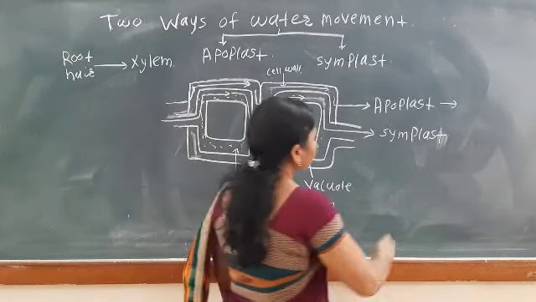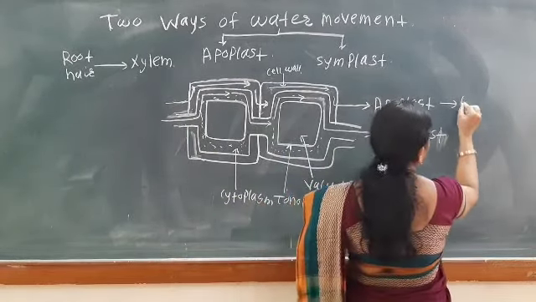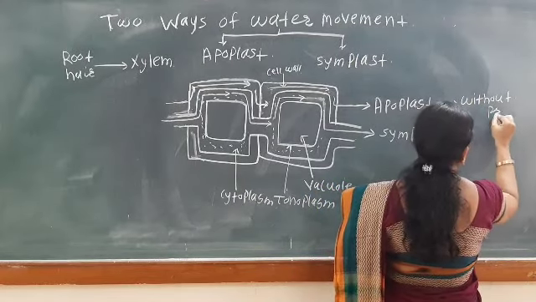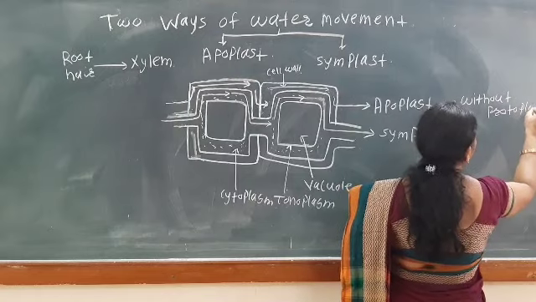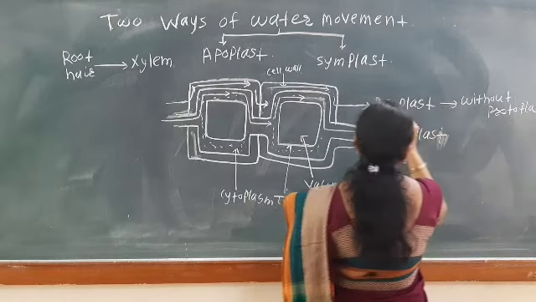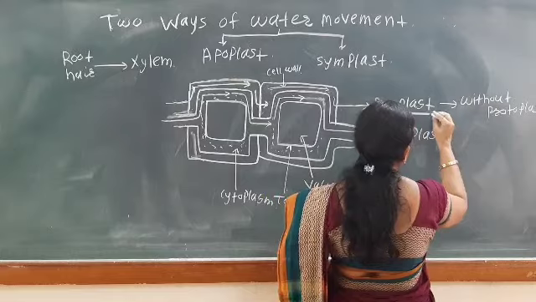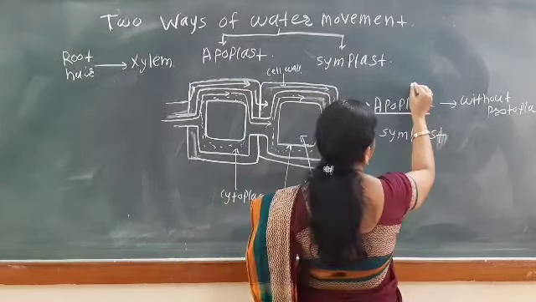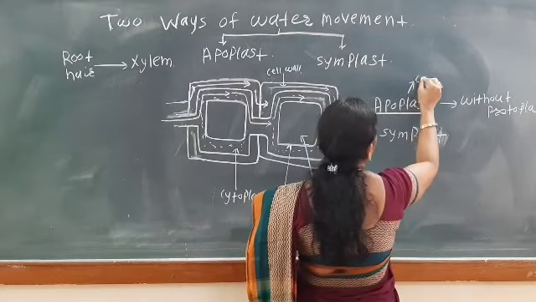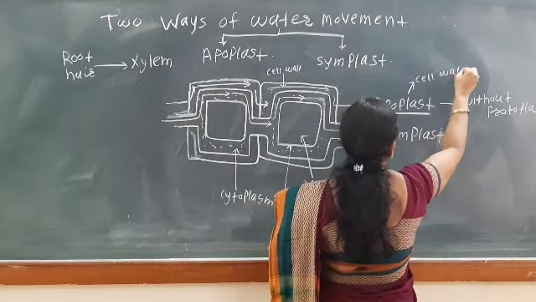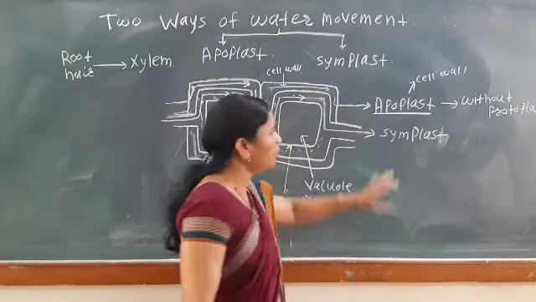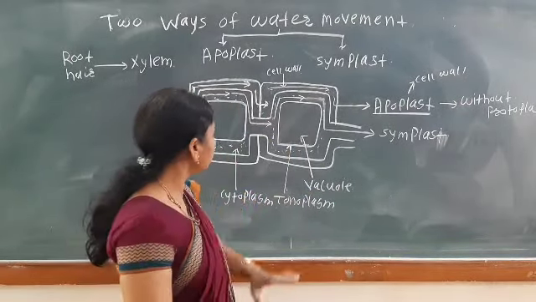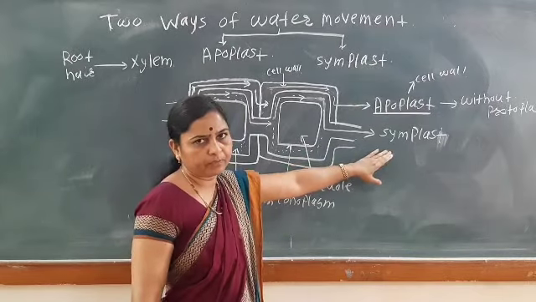So here the movement takes place without protoplast, that is the apoplast. The movement of the water takes place only through the cell wall. That is the apoplast movement. Then the other movement is the symplast movement.